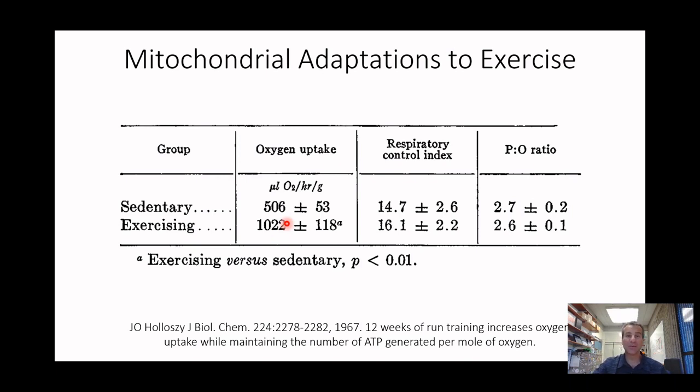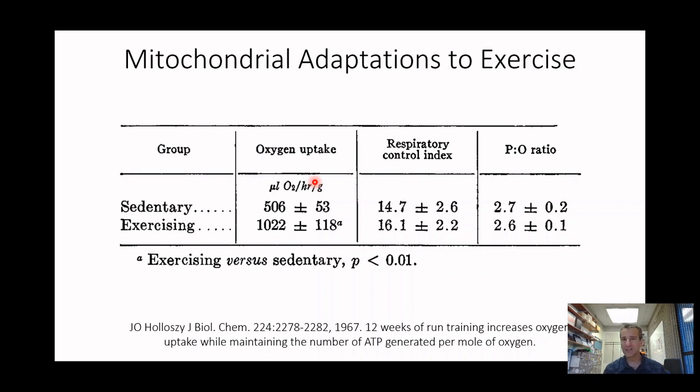So it took up one milliliter of oxygen per hour per gram of tissue. And so now what you've got is this effect where the exercise increased the oxygen uptake capacity by a factor of 2. So you doubled oxygen uptake.